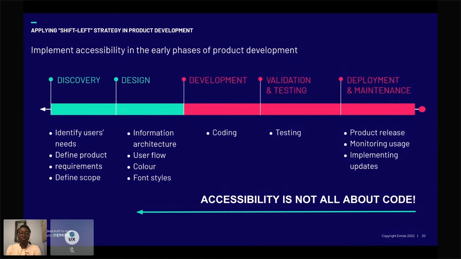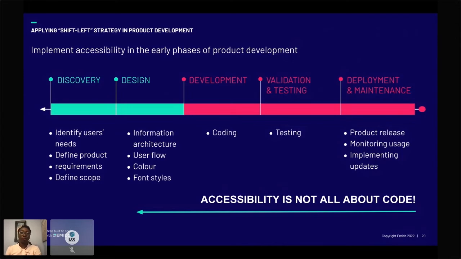That is huge. So when you look at that, you will see that if we pay attention and move away from waiting till the product has been developed before we start considering accessibility, and we shift to the very beginning of the product development life cycle, when we are identifying users' needs and defining the product requirements and scope, and during this process we are also considering accessibility or including people with disability in this requirement gathering process, that helps us to build a product that is inclusive.